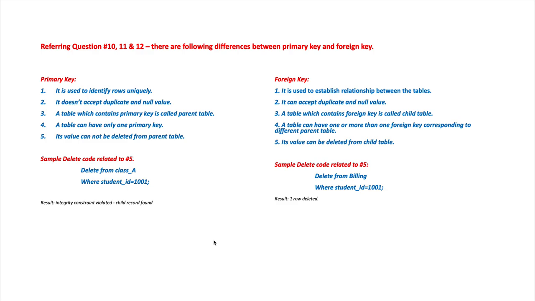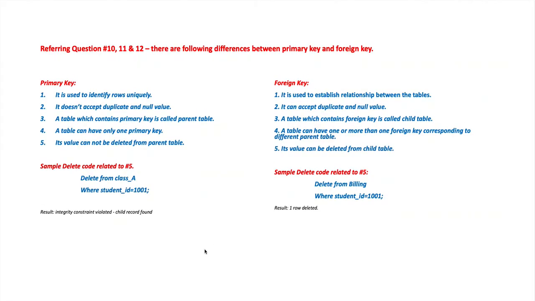Number 5, value of the primary key cannot be deleted from parent table. In case of foreign key, value can be deleted from child table. With reference to the fifth point, primary key value cannot be deleted from parent table and foreign key value can be deleted from the child table.